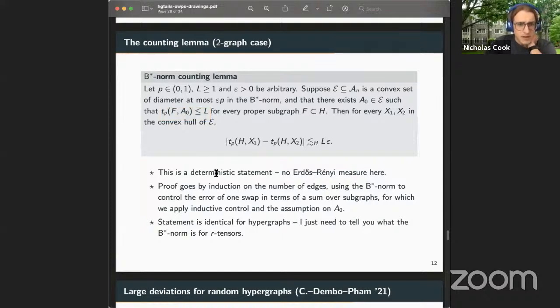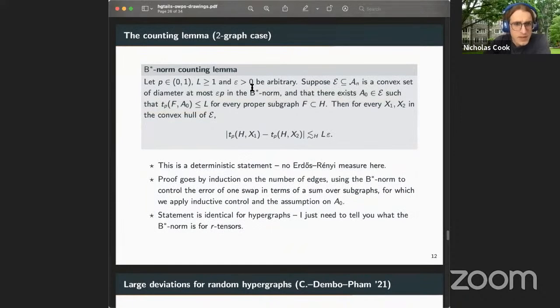Just a few comments. So one, this is a deterministic statement. I didn't cut out any event here, and there's no Erdős-Rényi measure. The proof goes by induction on the number of edges. So I sketched for you the proof of the usual counting lemma in the case of triangles. And you do basically the same thing where you telescope it. But then once you have these test tensors that emerge, you substitute the control you get on subgraphs and on the diameter of your set, and this gives you a bound in terms of counts of subgraphs. So you use inductive control.